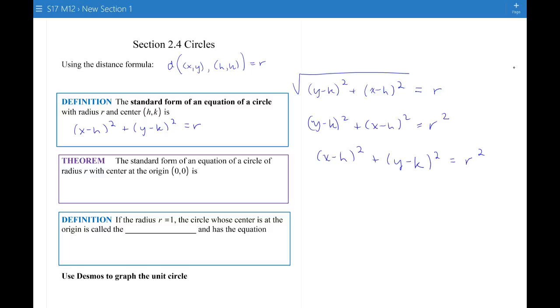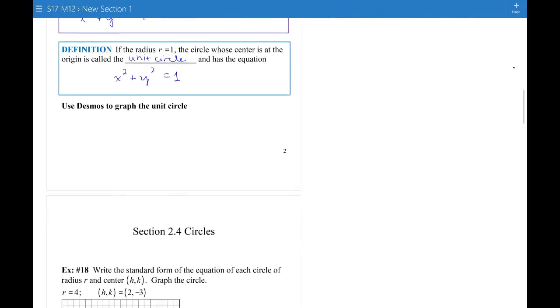So the standard form of an equation of a circle of radius r with center at the origin, so this would be when h equals k equals 0, gives a simpler equation. We just get x squared plus y squared equals r squared. And if the radius happens to be 1, the circle whose center is at the origin is called the unit circle and has the equation x squared plus y squared equals 1. So that's a special circle that comes up a lot in other applications.